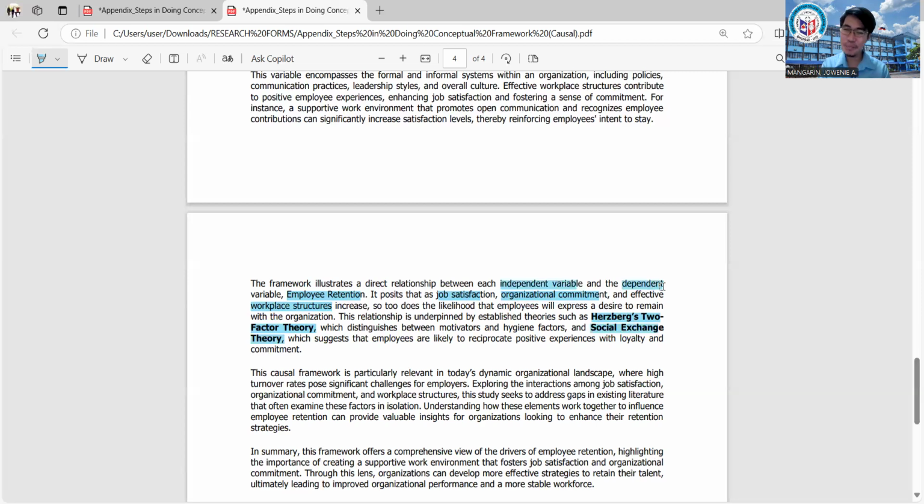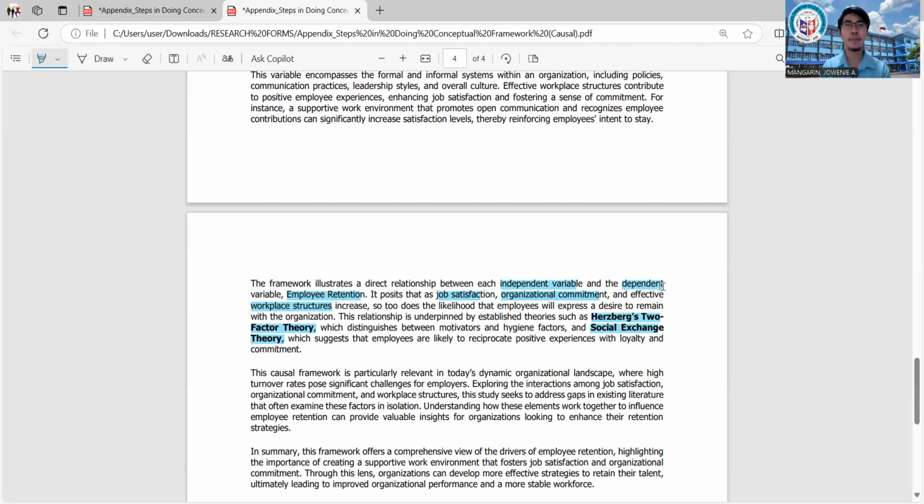Okay, di ba ang ganda ng pagkakalatag ng kanilang causal framework? Kitang-kita mo yung relationship ng theoretical framework at ng causal framework ng study nila. So katulad ng na-mention ko, they utilized two conceptual framework. First is theoretical framework and the second one is causal framework.